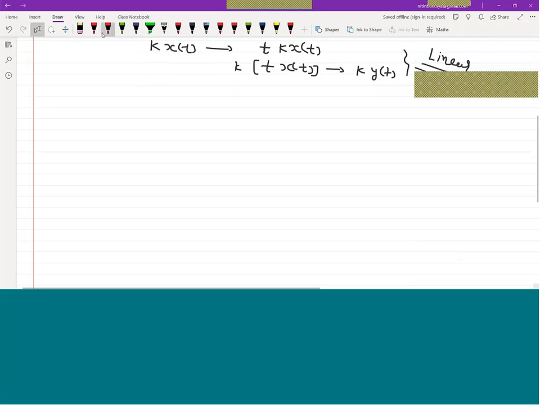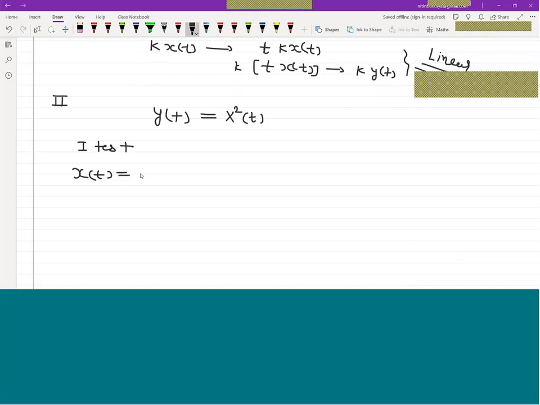The one more example for this is, let's say the system is y of t equal to x square of t. If I make the first test, if I make x of t equivalent to 0, y of t equal to 0 square, means the system is initially relaxed.